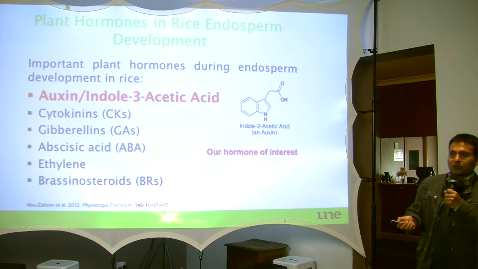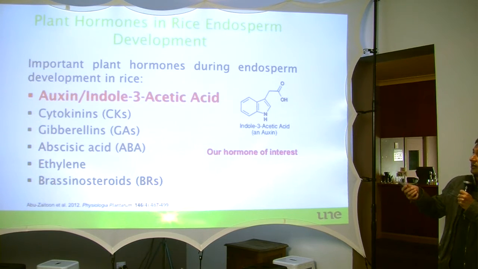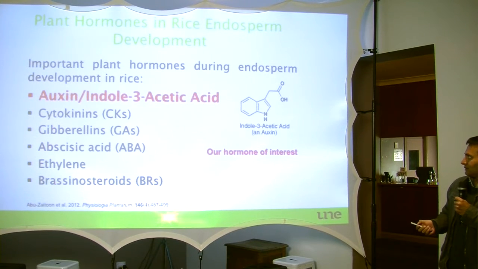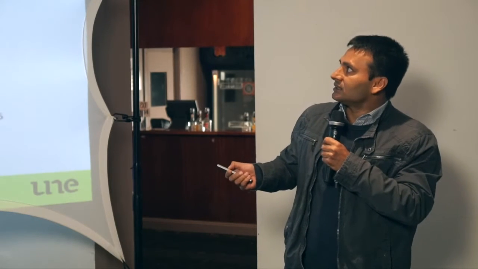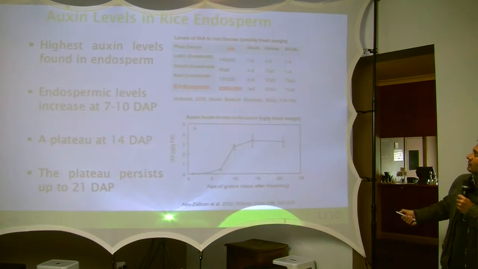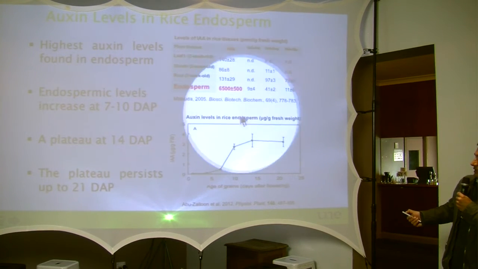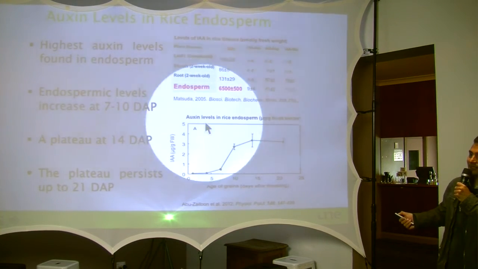So my research is concerned with the role of a particular plant hormone called auxin, or indole-3-acetic acid, chemically. So we would like to know the roles of this auxin during endosperm development. So the auxin level in rice endosperm is very high. Here, if you look at this figure, leaf, root, endosperm. So endosperm contains the highest amount of auxin found anywhere in the rice plant.